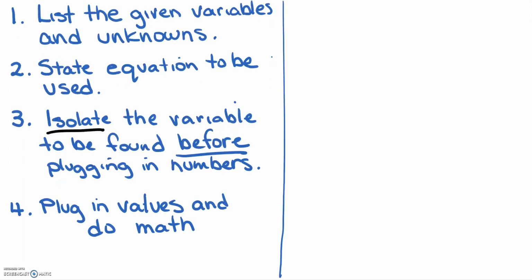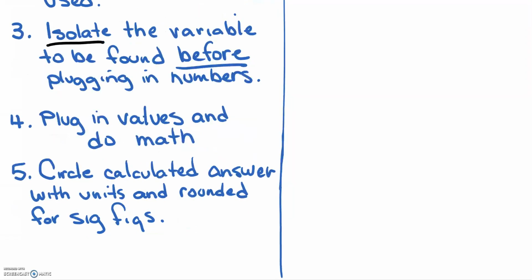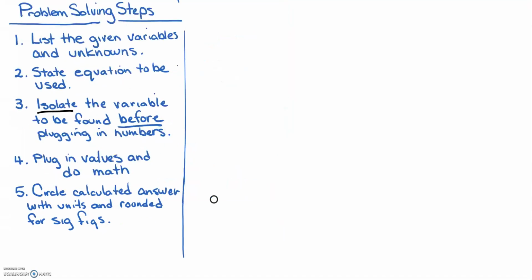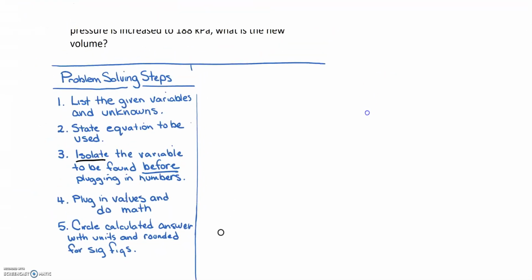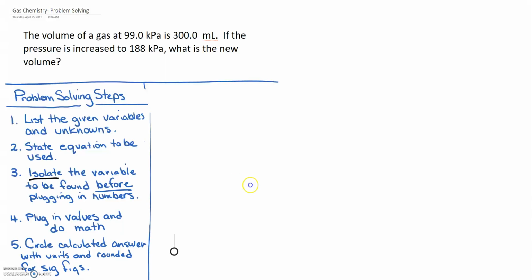The fourth step is to plug the number values in and do the math. The last step is to circle your calculated answer, making sure it has units and that it has been rounded for the right number of significant figures based on the sig figs for the given values in the problem. If you'll follow these 5 steps, you can be successful at solving all the different types of gas chemistry problems that you'll be asked to calculate. Let's work together. Follow these 5 with an example.